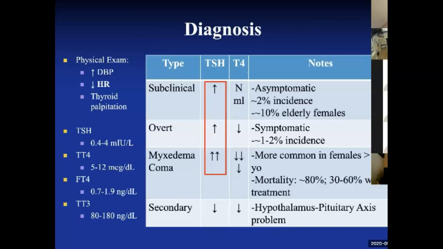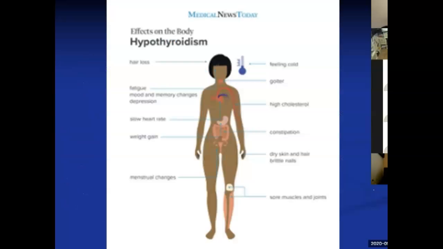I'm going to try to go a little faster. So we talked about kind of our symptoms. I want you to just take note of myxedema coma. We're going to talk about it a little bit more in a bit. A lot of people actually die from myxedema coma. It is more common in females. Thyroid issues in general are more common in females.